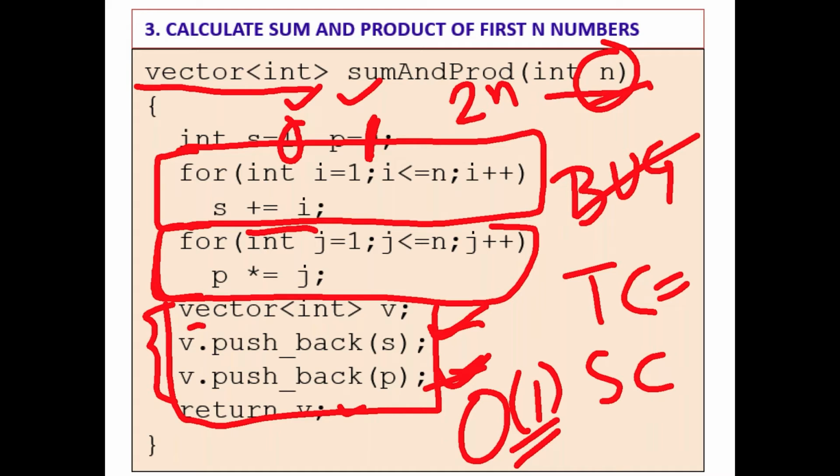Makes sense? So the learning is, if we are using a vector or array, it doesn't mean that complexity will always be n. We should also see in worst case how many spaces we are using in that data structure. Right?